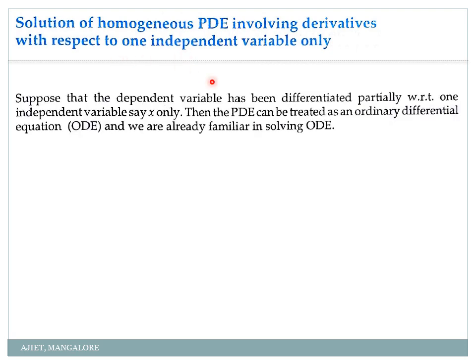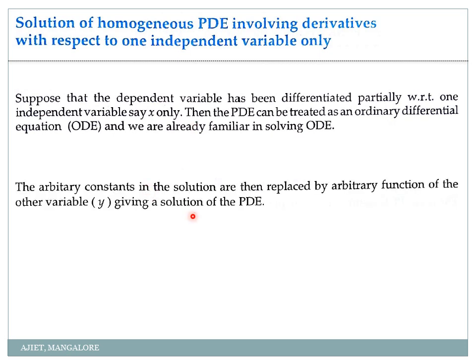So what is the method? Suppose that the dependent variable has been differentiated partially with respect to one independent variable, say x only, then the partial differential equation can be treated as a normal differential equation or an ordinary differential equation, and we are familiar with the ordinary differential equation from a previous module, correct? That's why we are saying it is only for a single variable.